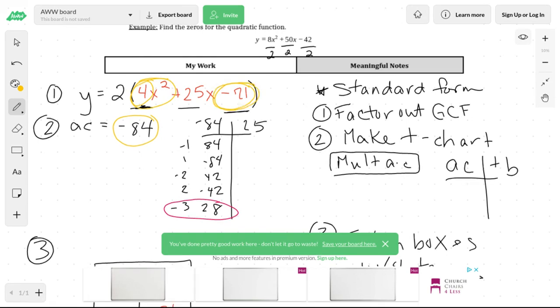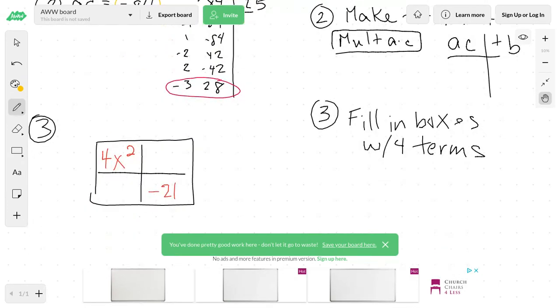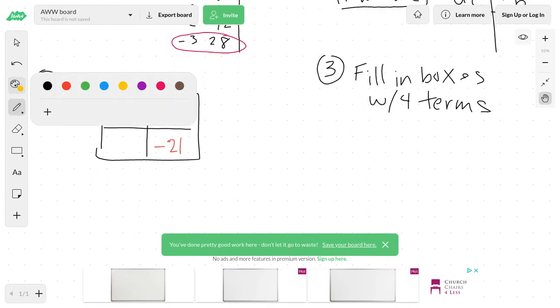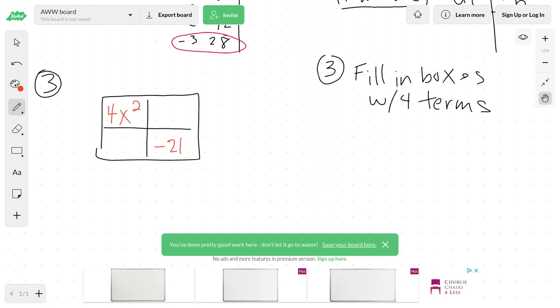Those 2 are going to go in the box down here. Okay, so we have 4x squared and negative 21. The other 2 boxes are actually coming from these 2 right here. Okay, so negative 3 and a positive 28. Those combined make up the 25x, that middle term in our equation. So we're going to do a negative 3x and a positive 28x.